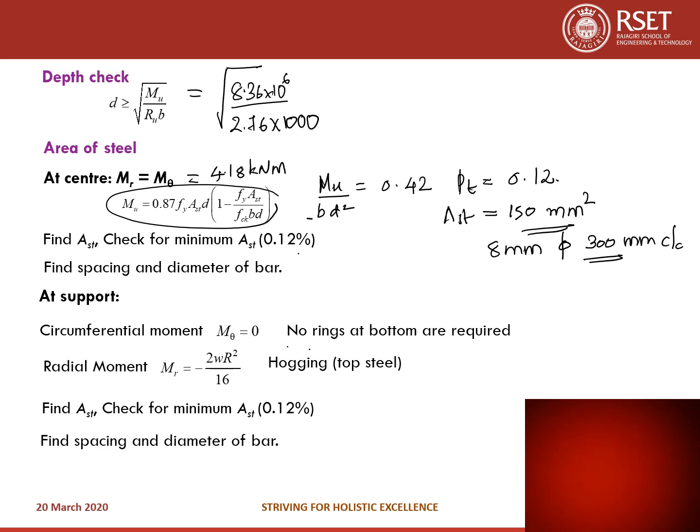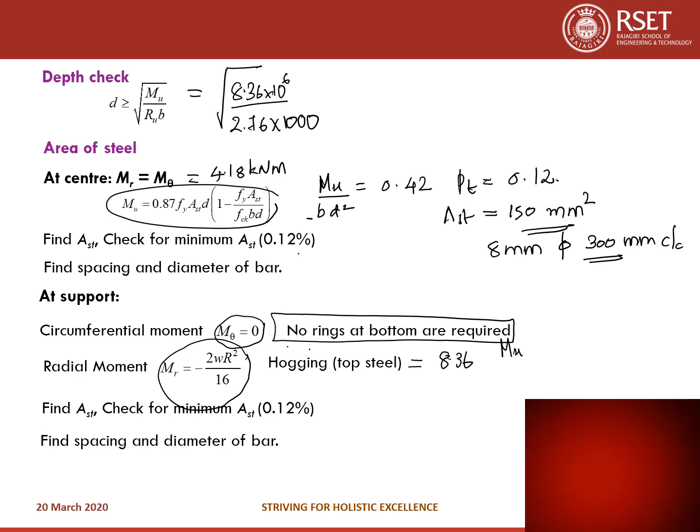Now next at the support. Ideally the circumferential bending moment at the support is 0, so there is no need of any rings at the bottom. But in the radial direction, you have a hogging moment of minus 2WR² by 16. That value we already calculated, 8.36. Corresponding to that, you calculate Mu by bd². You get about 0.84. Corresponding to that, you can calculate using SP16 tables the p_t, and then the area of steel. So area of steel comes to about 245 mm².